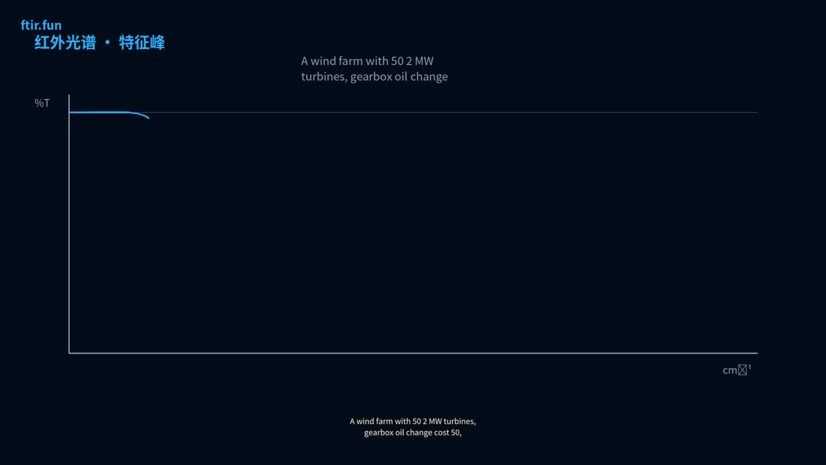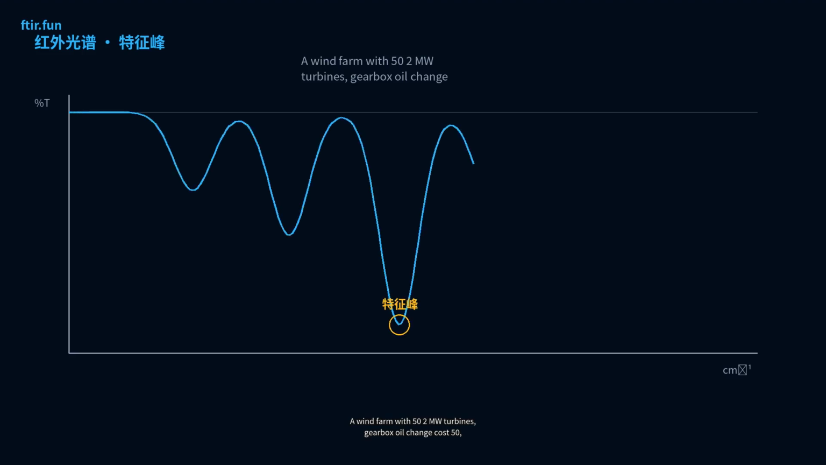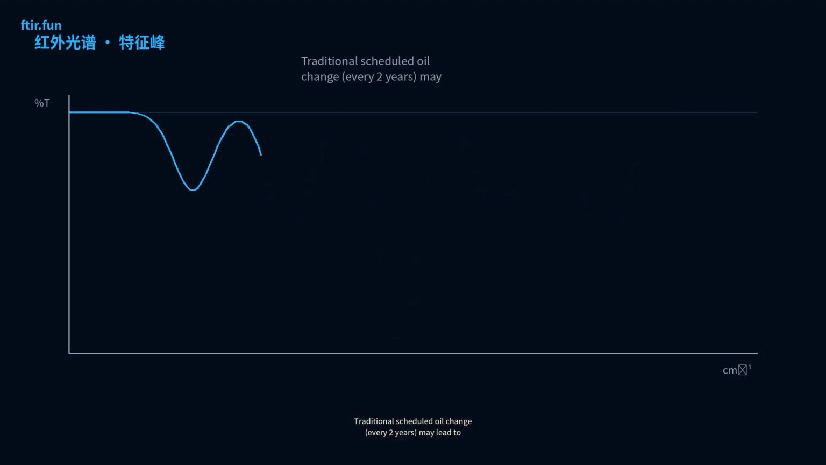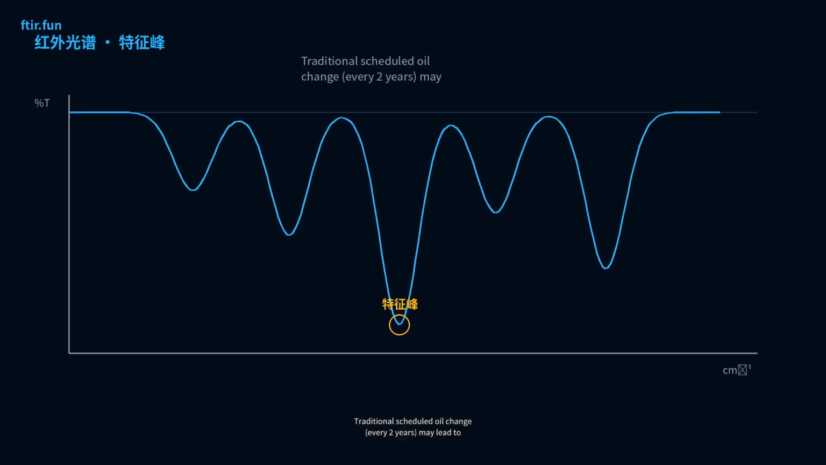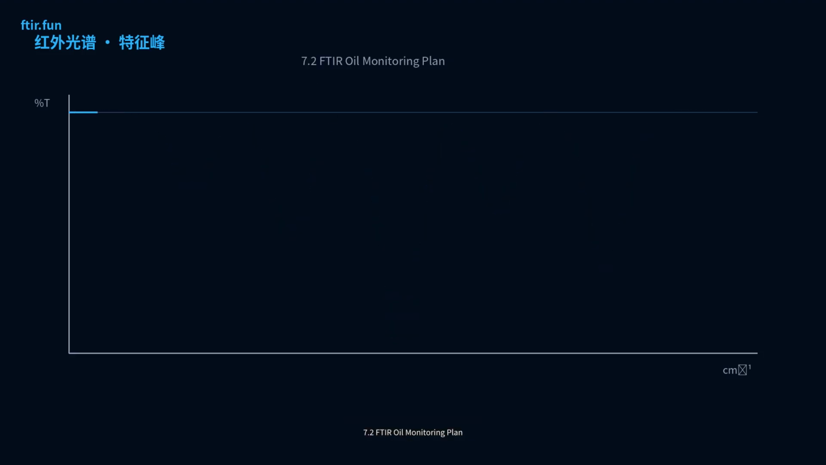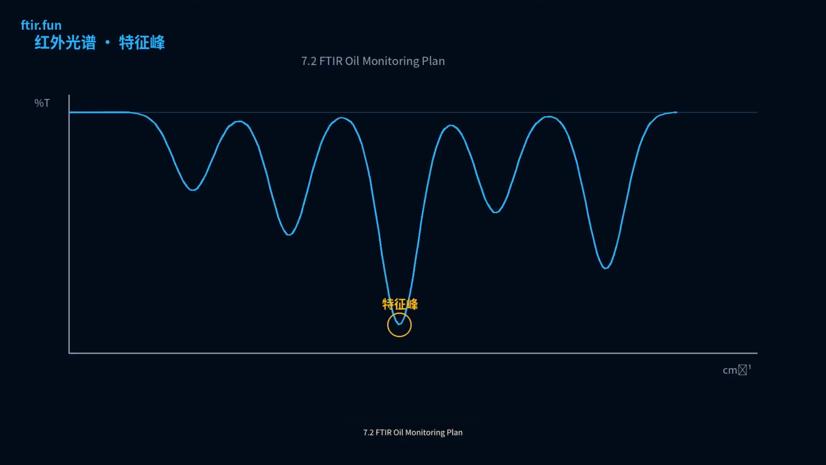Next, case study: wind turbine gear oil monitoring. A wind farm with 52 MW turbines. Gearbox oil change cost 500,000 Chinese yuan. Traditional scheduled oil change every 2 years may lead to over-maintenance or missed fault detection. 7.2 Oil monitoring plan.